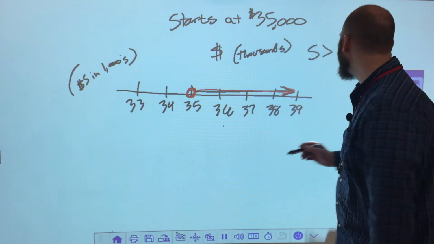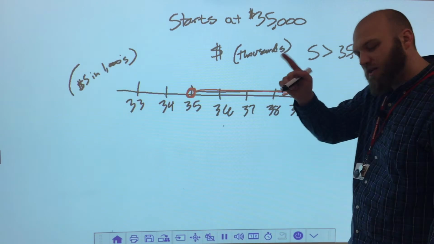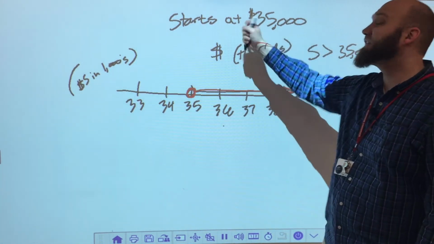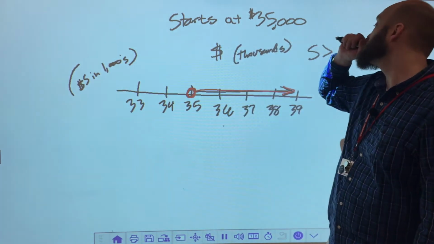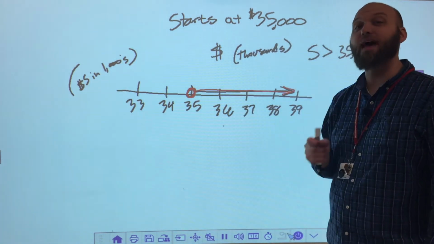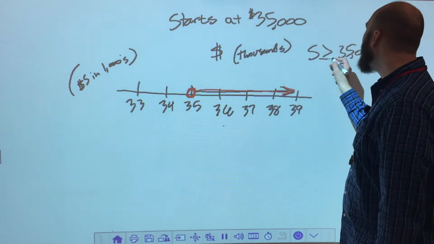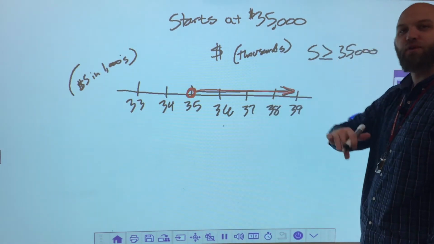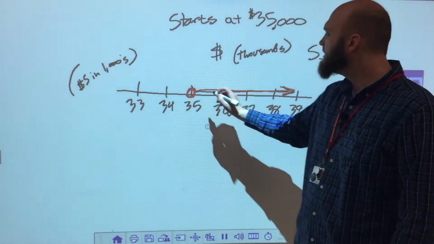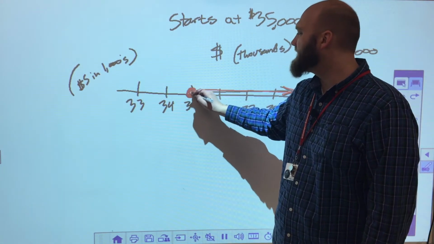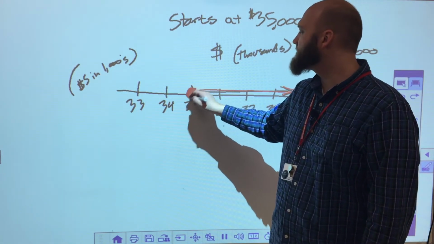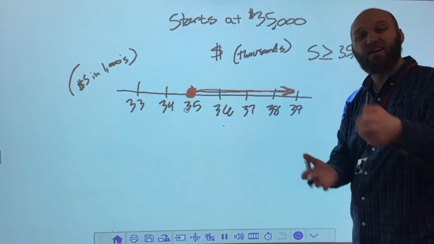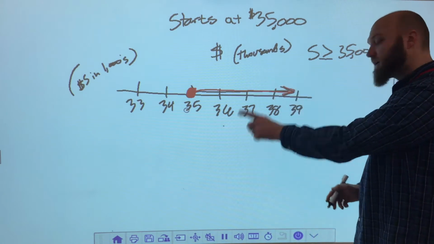The question that I would have, though, is the same one you should always ask yourself with an inequality. Does $35,000 satisfy this? So if it starts at $35,000, can that be an answer? And the answer is yes. So salaries are greater than or equal to $35,000. This then gets colored in. So if your circle here is colored in, this dot, then that absolutely represents that value. That value is included. All right?